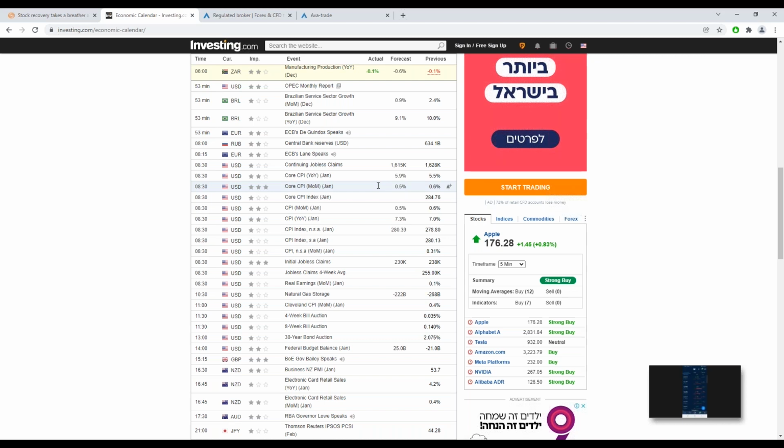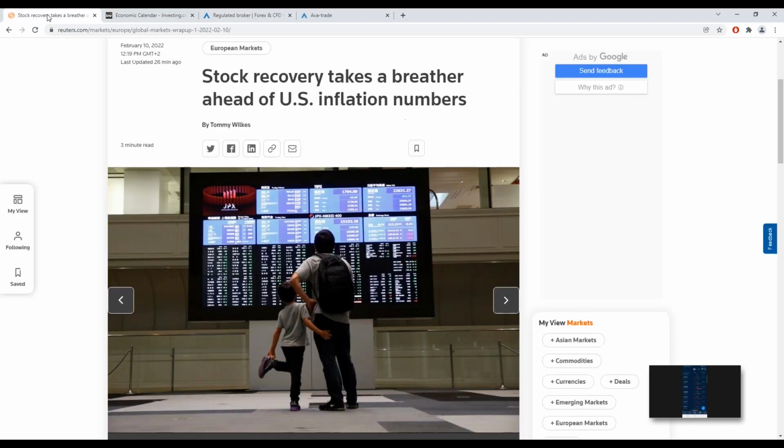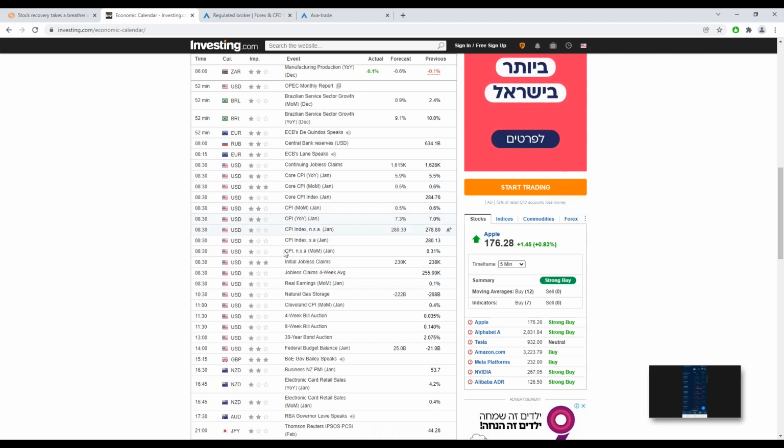And so if we see large inflationary numbers out of these CPI numbers again today, then the fear will set in that, yeah, interest rates are going to go up sooner rather than later. Stimulus measures are going to be cut back, etc. And so that's what the wait and see is today when this headline says stocks recovery takes a breather ahead of U.S. inflation numbers. These are the U.S. inflation numbers that they're talking about, these CPI numbers that are coming.